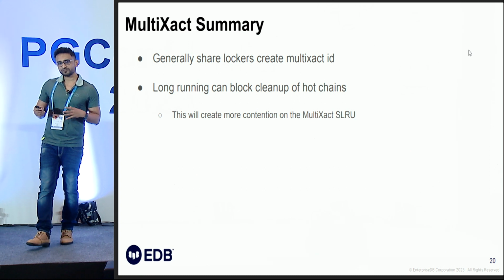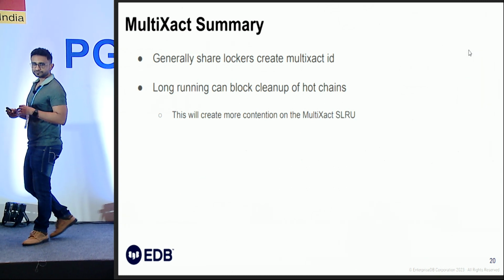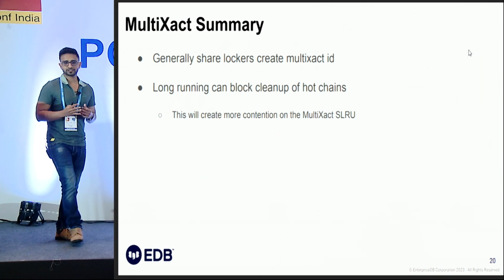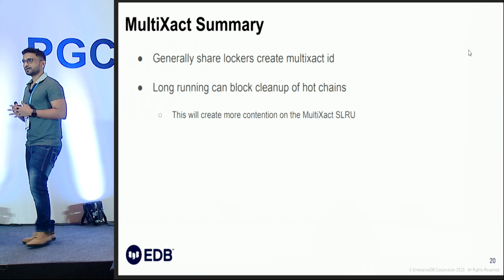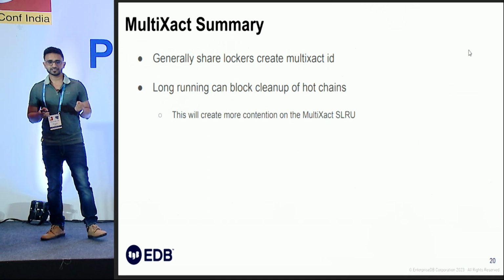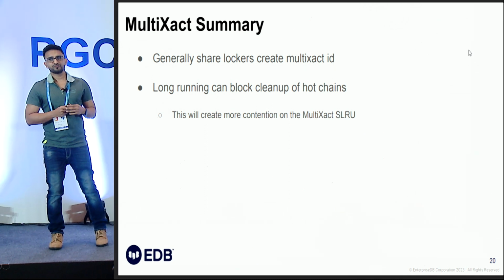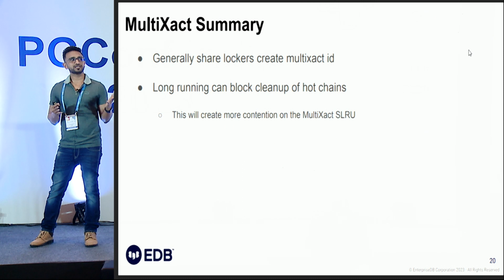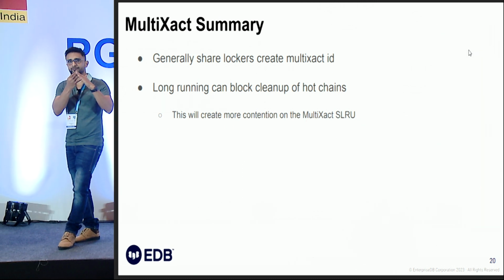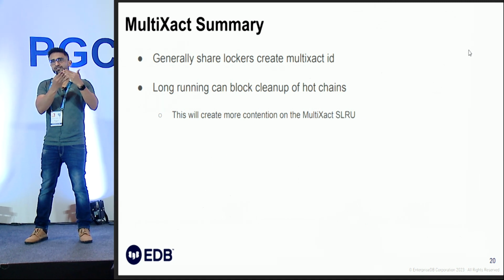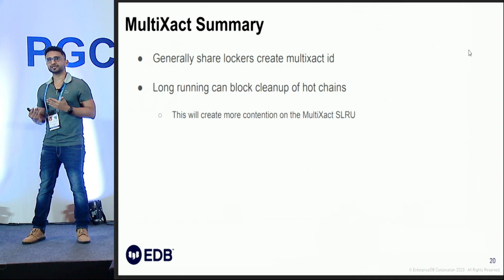So in general, what we saw is that with shared lockers, we are creating a MultiXact ID. And what is happening with the long-running transaction is that the HOT chain cleanup becomes really difficult, we cannot clean up the HOT chain. So it means the older versions of the tuple keep accumulating.